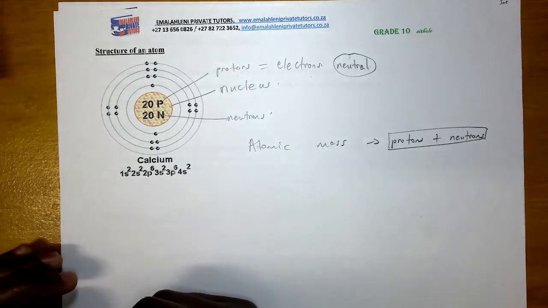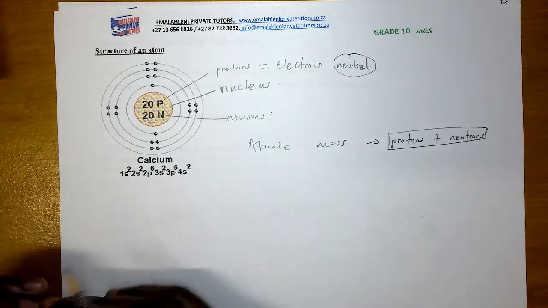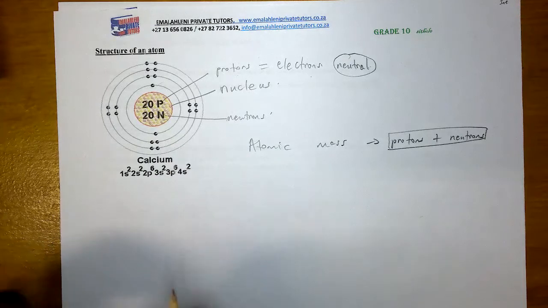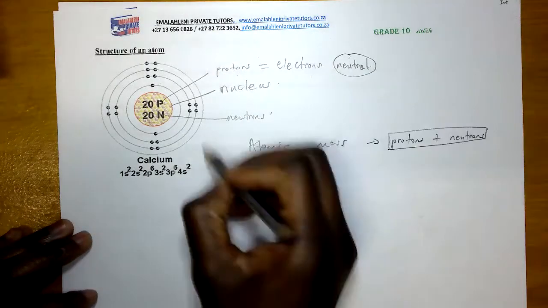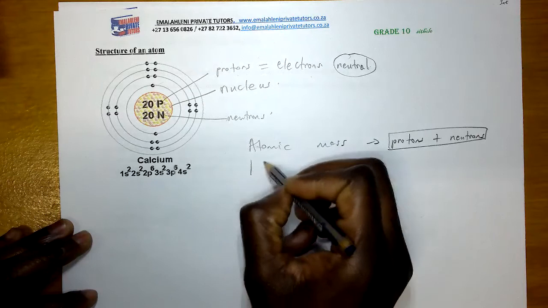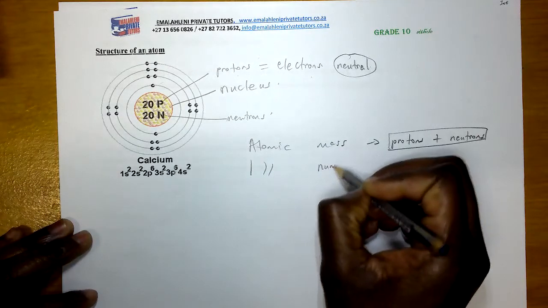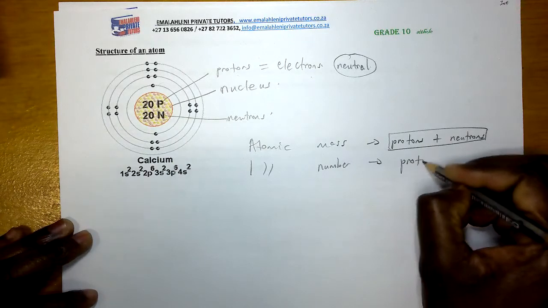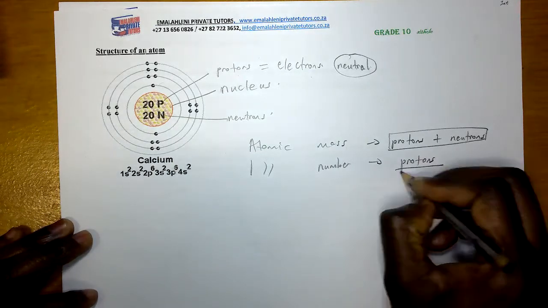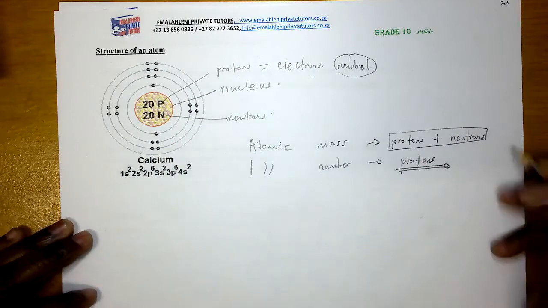And we have what we call the atomic number. Atomic number is the number of protons. So here we must know that atomic number is your protons. The amount of protons, we are referring to as the atomic number.